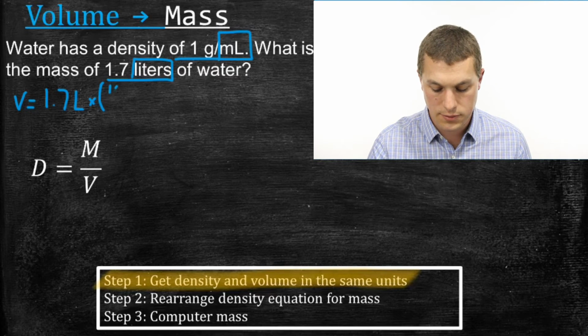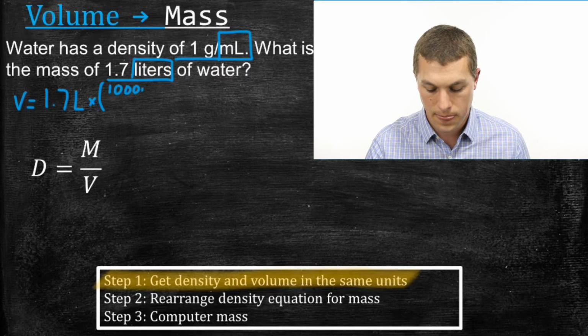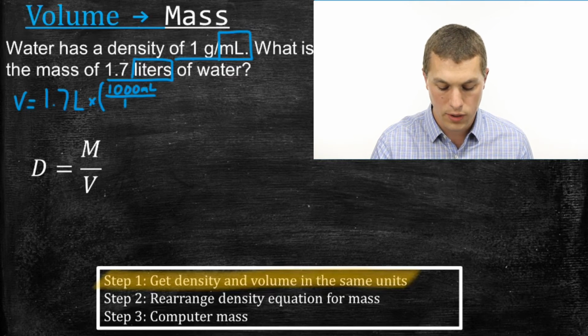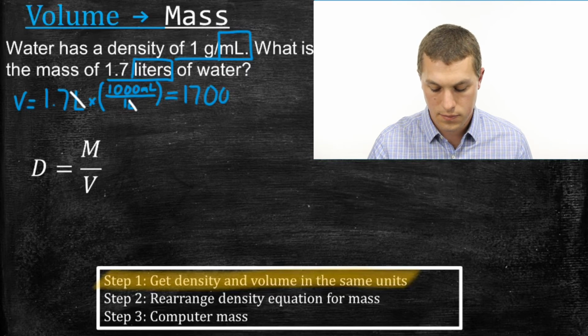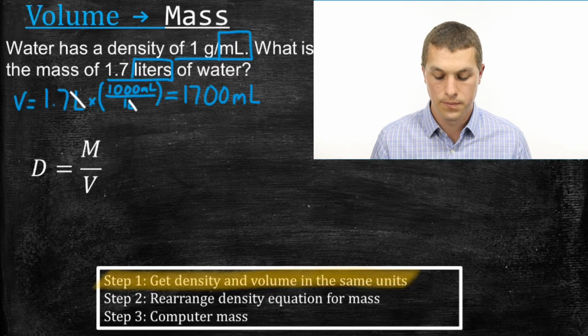So we're going to write 1,000 milliliters. And we're going to divide that by 1 liter. And again, that's going to let our liters cancel out. And we're going to be left with 1,700 milliliters. So that's our volume.